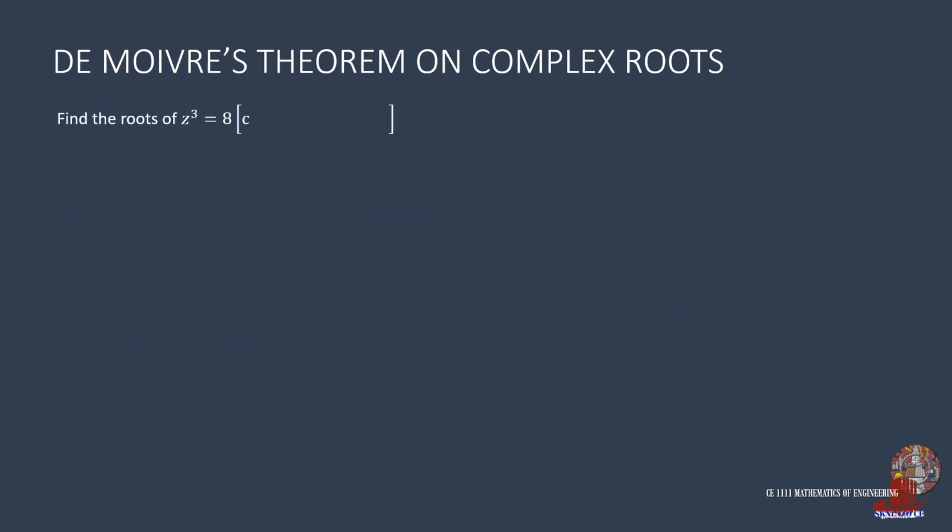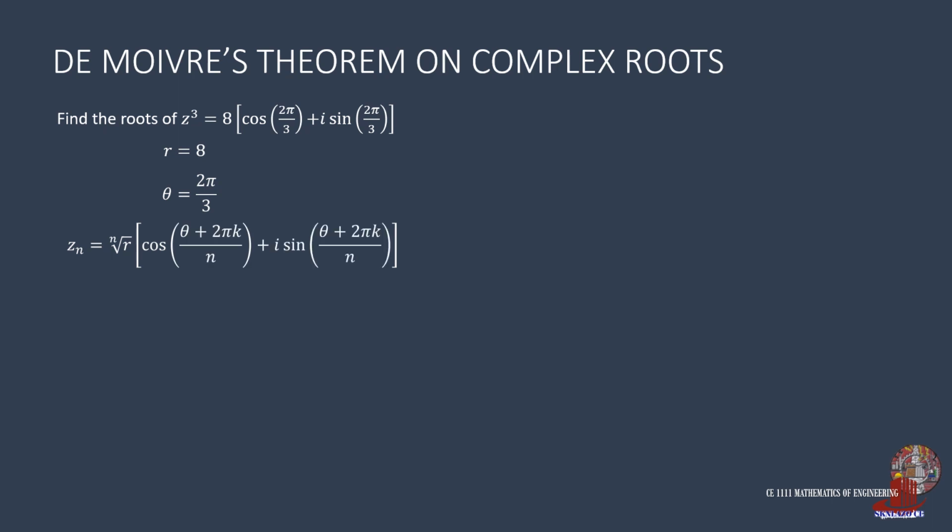The next example uses radians, with z cubed as 8 cosine of 2 pi upon 3 plus i sine of 2 pi over 3. r is observed as 8, and theta is 2/3 of pi. Instead of 360 degrees added to the succeeding roots, we use 2 pi in the equation, which has n of 3 and k as 0, 1, and 2.